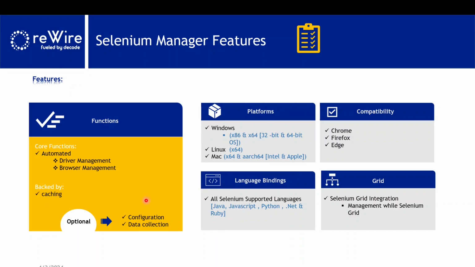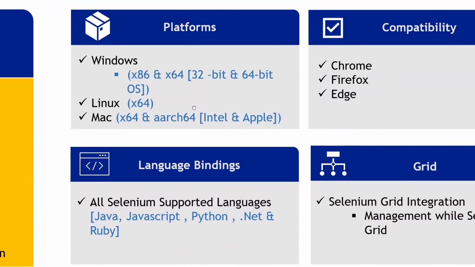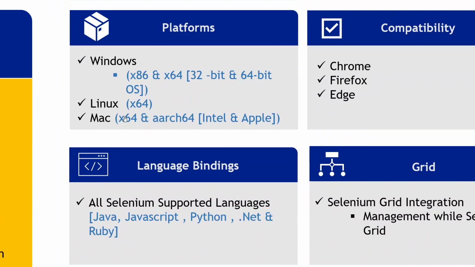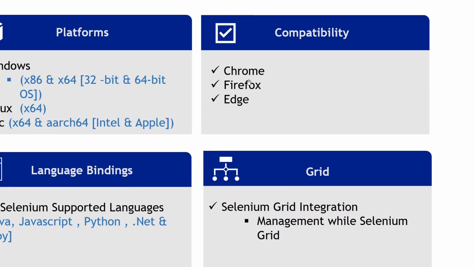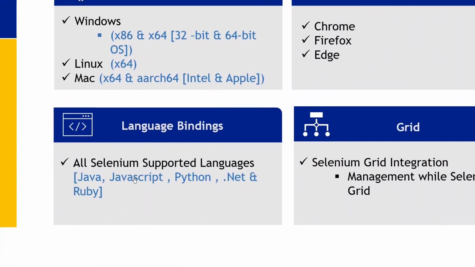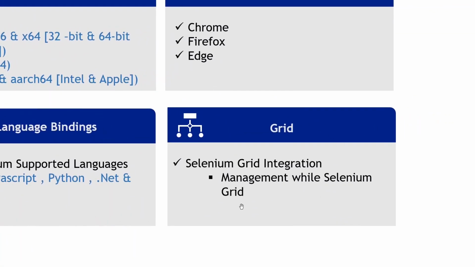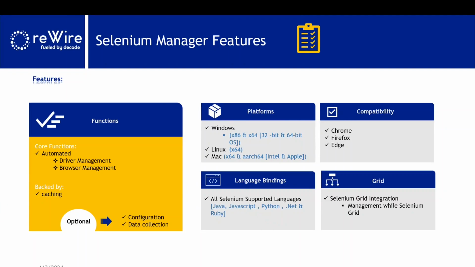And then, what support does it have? It supports platforms like Windows, Linux, and Mac. Mac has two architectures, Intel and Apple. For compatibility, we have Chrome, Firefox, and Edge. Whatever language bindings you have, it will support, and Grid it will support. Most customers run their suites on local sites or in-house environments using the grid, so definitely this is useful. So this is what we have from the feature side.